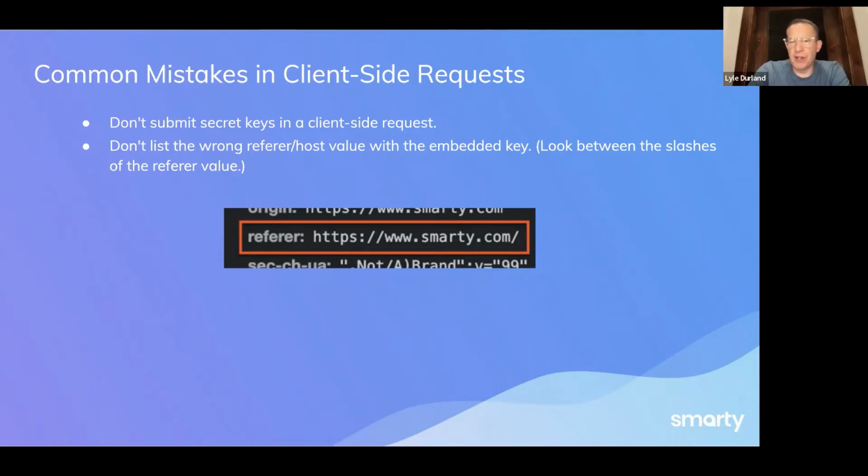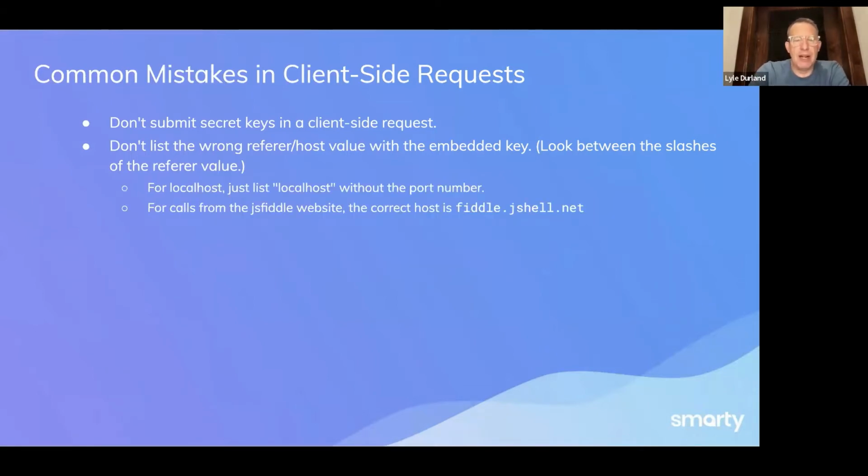It does make a difference, www versus not. For example, smarty.com is different than www.smarty.com. So it is particular in that way. You just want to look between the slashes and list the referrer value that way. As we'll see in a slide coming up, it is possible to use a wildcard, an asterisk, to represent one level of subdomain. Anyway, let's jump into the next one.